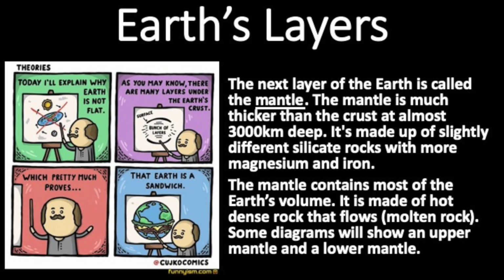The next layer of the Earth is called the mantle. The mantle is much thicker than the crust at almost 3,000 kilometers deep. It's made of slightly different silicate rocks with more magnesium and iron. The mantle contains most of the Earth's volume. It takes up most of the space of the Earth. It is made of hot, dense rock that flows, and that's what we call molten rock, meaning melted rock.